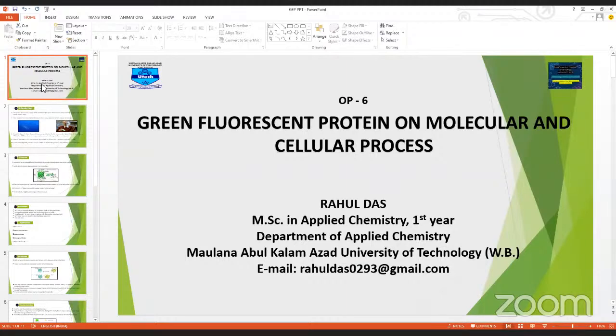Another question: what is FRET? FRET is mainly an energy transfer process between two fluorophores, or chromophores, or light-active molecules. This energy transfer is inversely proportional to the distance between the two fluorophores.